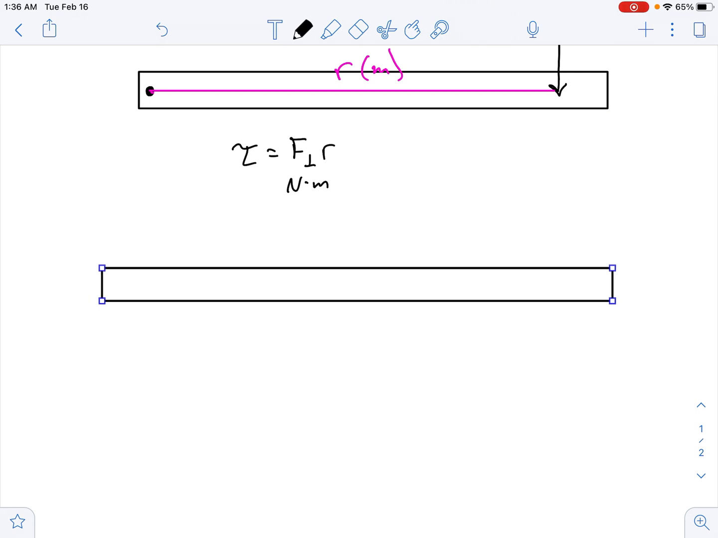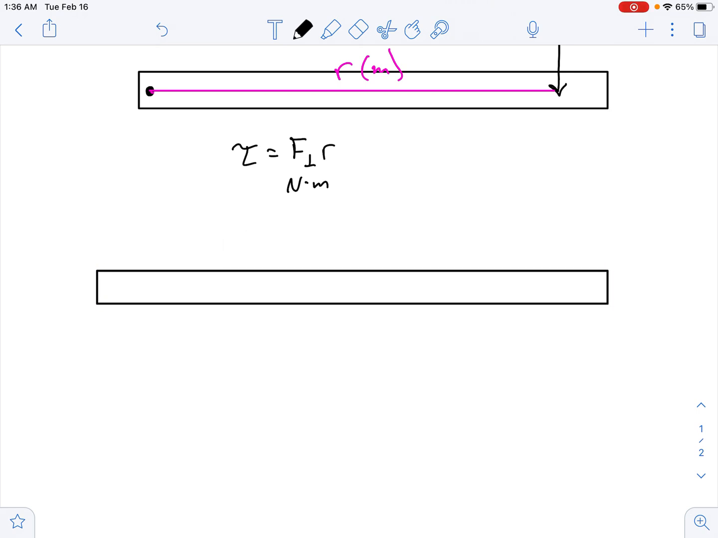Right, we could also have our pivot point here in the middle, in which case we would rotate around this way, depending on which way it was being pushed. Keeping in mind, counterclockwise is always going to be positive, clockwise is always going to be negative.